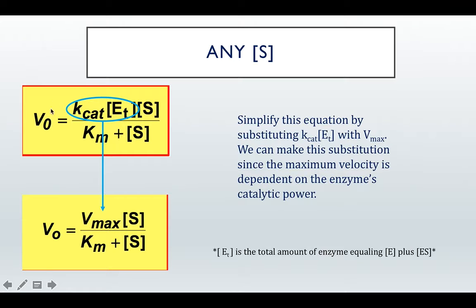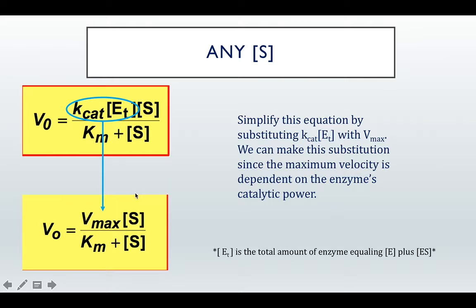All right, here's the equation we just looked at. We're going to make it a little bit easier and bring it down here. We're going to look at k cat and Et. K cat is the power of our enzyme, and we're going to talk about it later. And Et is the total amount of enzyme. So if you have k cat times Et, this is really going to define our maximum velocity, right? So our maximum velocity is going to take the place of k cat and Et.